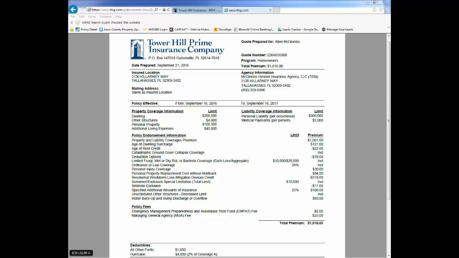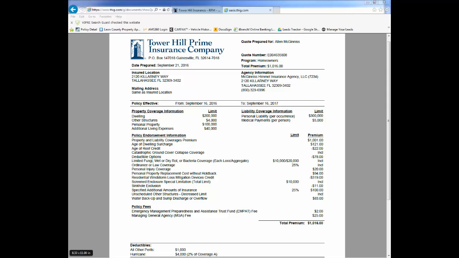Usually it's stated as a percentage, 10, 25, or 50, and some policies start off with none. But this is intended for if you have to make improvements at the time of a claim due to comply with building codes or building law, you've got coverage for that. On this particular policy, again, it's at 25%. So just make sure that those numbers are similar across your various quotes.